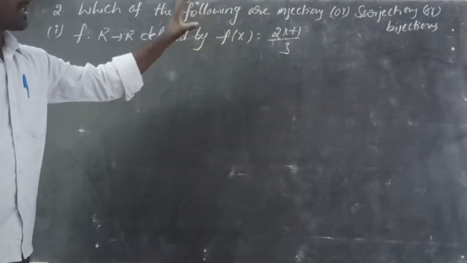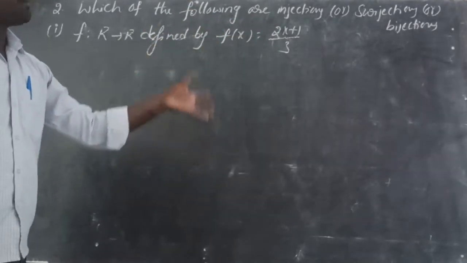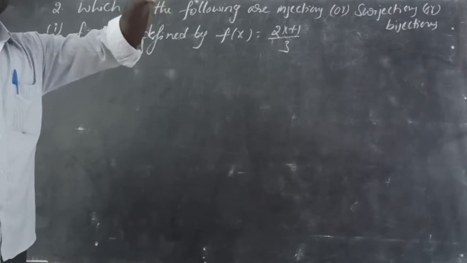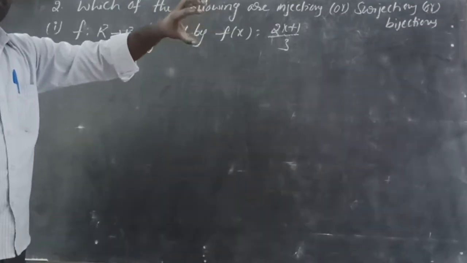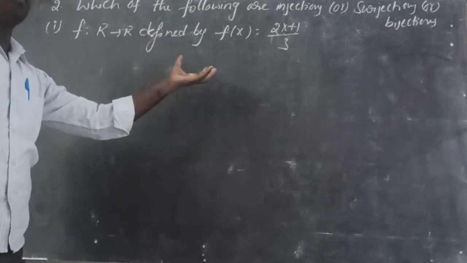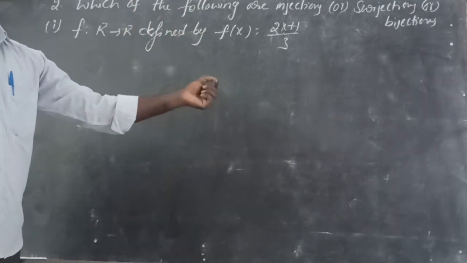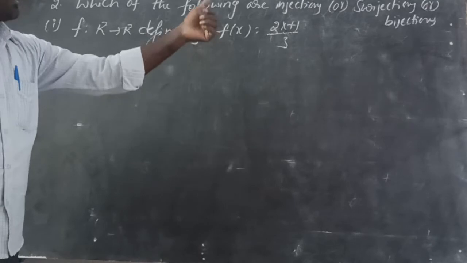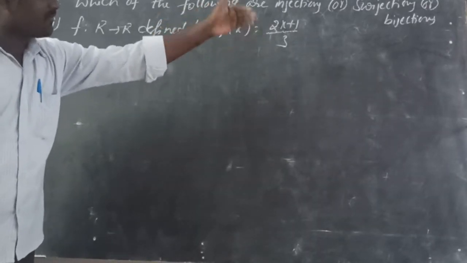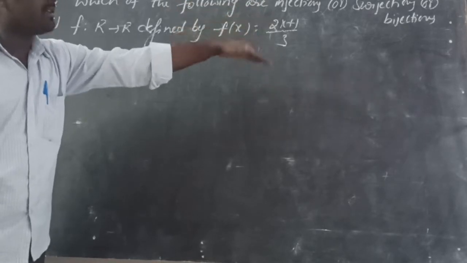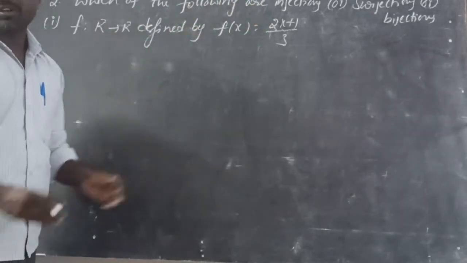Injection means the distinct elements of A are mapped to distinct images in B. Surjection means every element of B is mapped from at least one element of A. Bijection means the function is both injection and surjection, then the function is bijection.